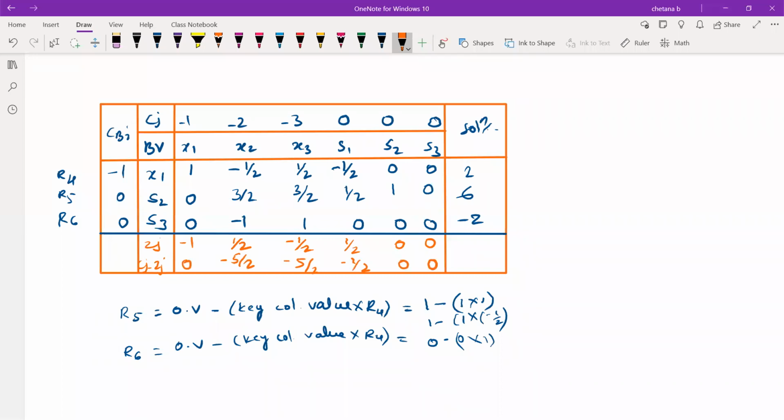Now if you see again, there is no problem with these values. This is optimal, but not feasible because you are getting a minus value in the solution column. So there is only one minus value in the solution. So you can take that itself as the key row. So this is the key row.